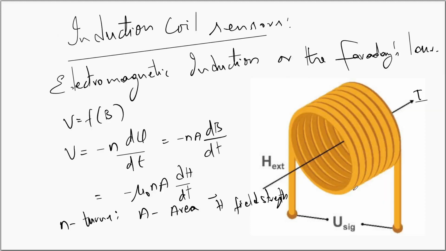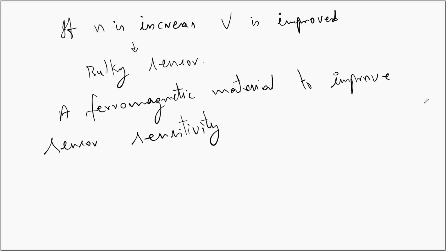We have seen the induction coil sensors. We have said that electromagnetic induction or the Faraday's law is used in the induction coil sensors. So from the Faraday's law, one can write the EMF is equal to minus N d phi by dt, where phi is flux, N is the number of turns in the coil. This can be written as minus mu 0 N A dH by dt, where N is the number of turns, A is the area, H is the magnetic field strength. The magnetic field strength is produced by the current carrying conductor that is passing along the axis of the coil. By introducing a ferromagnetic material, one can improve the sensor's sensitivity.